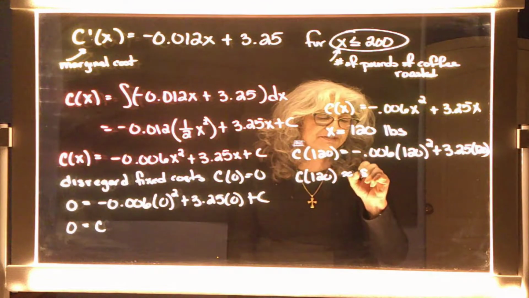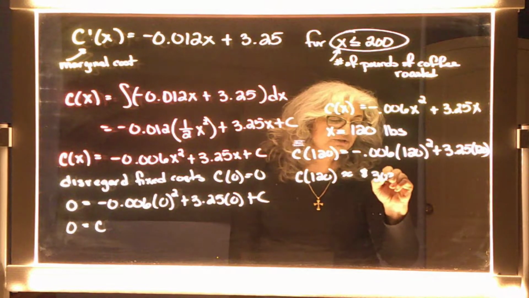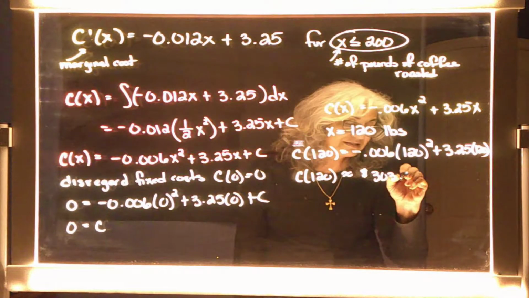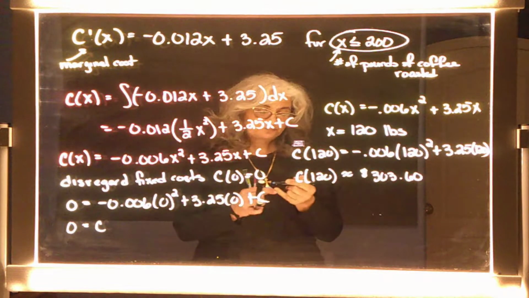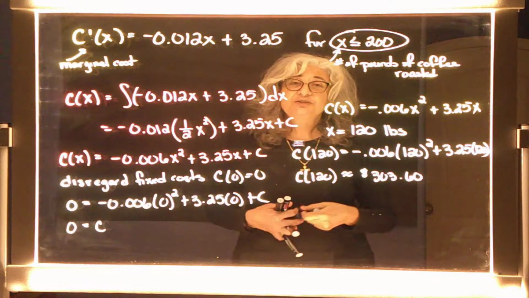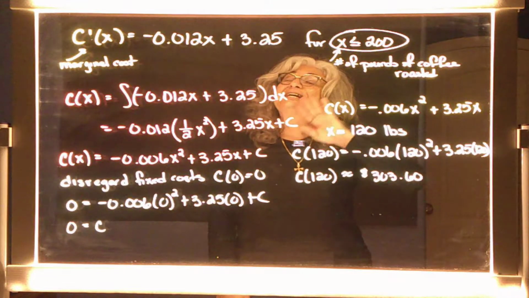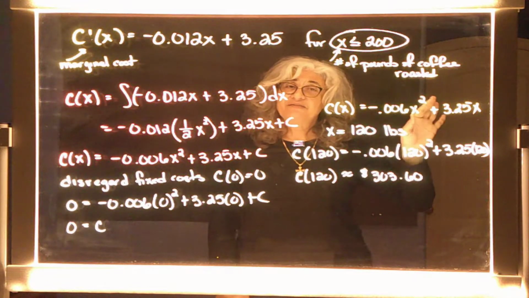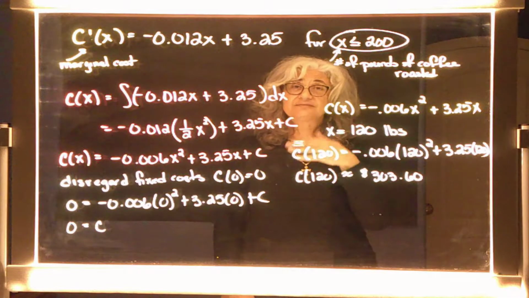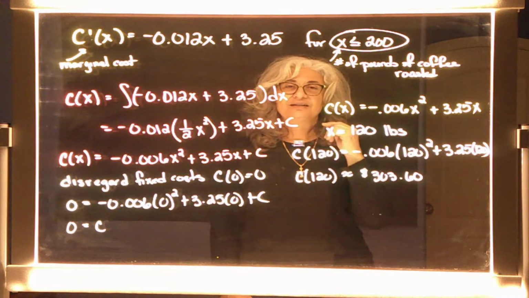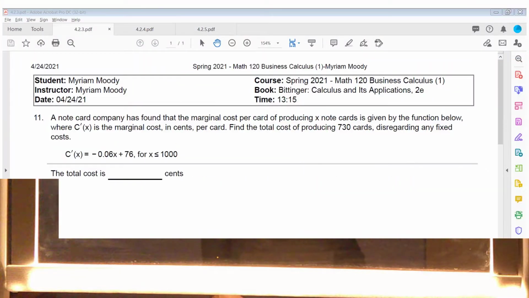Okay, I think we got the same thing. I got $303.60. That's what the cost is going to be to roast 120 pounds of coffee, disregarding any of the fixed costs. Good? Love it. Got another one.